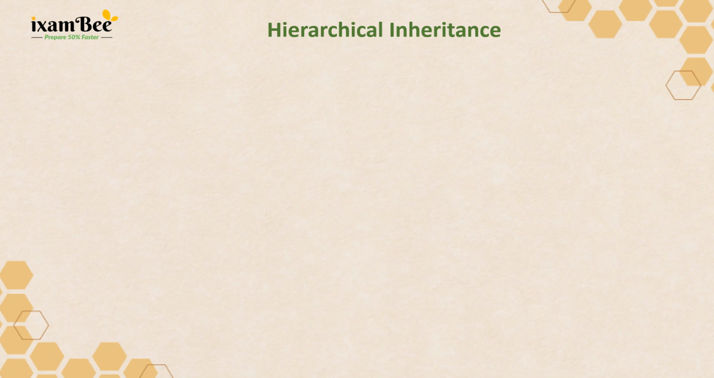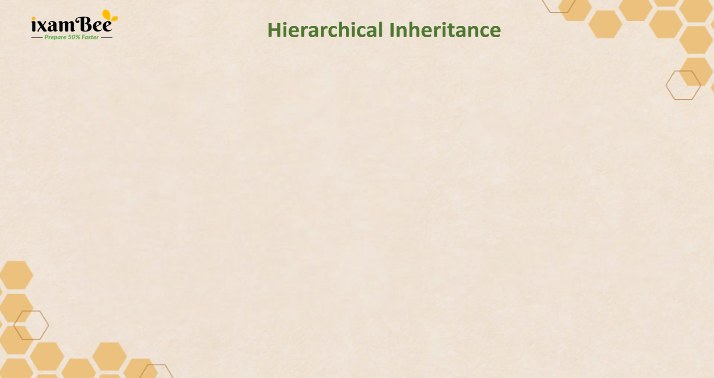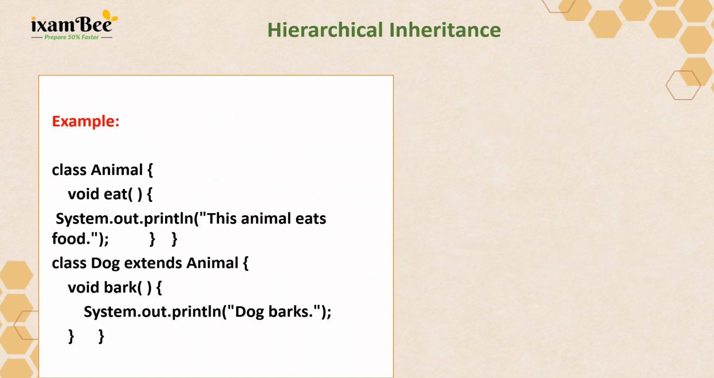Let us now look into hierarchical inheritance. The syntax would be first create a parent class and then create a child class 1 that extends from the parent class and create another child class 2 that extends from the same parent class. Let us look into an example of hierarchical inheritance.